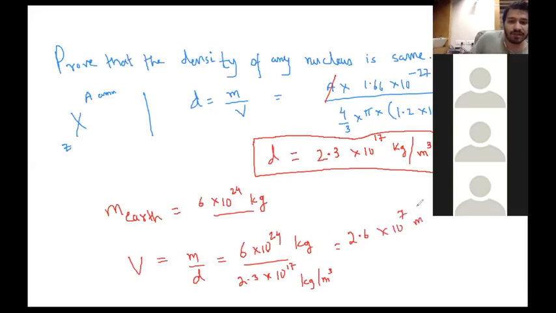Now you might feel that this is a very big volume, but imagine this is in meter cube. If you were to compress this into a sphere, let's say this volume is 4/3 πr³. Can you find out this radius? This will come to 184 meters.